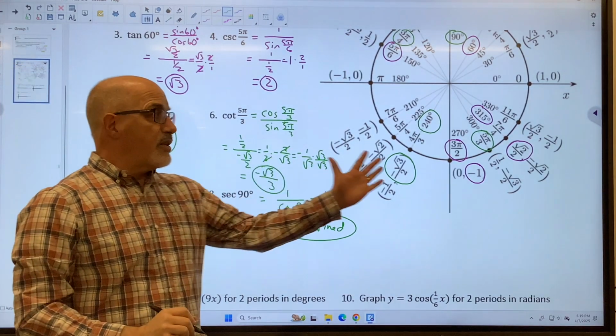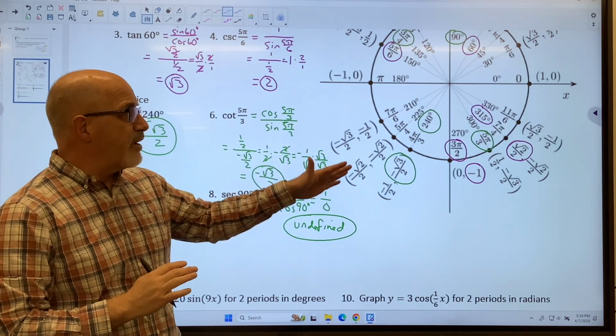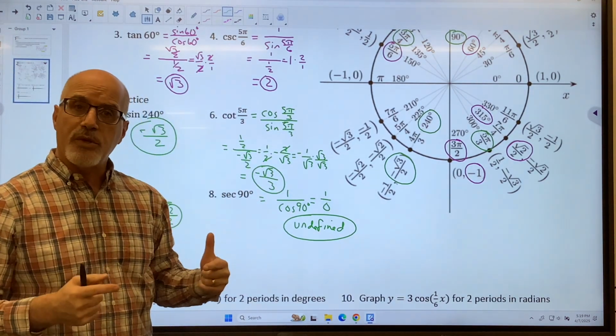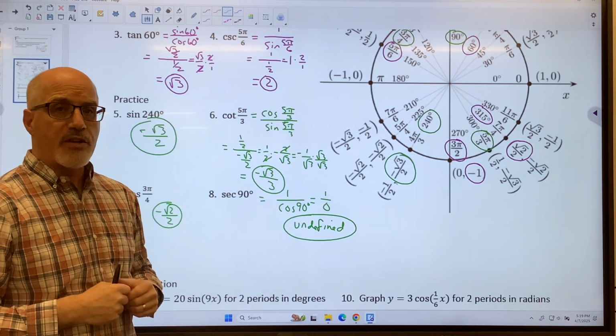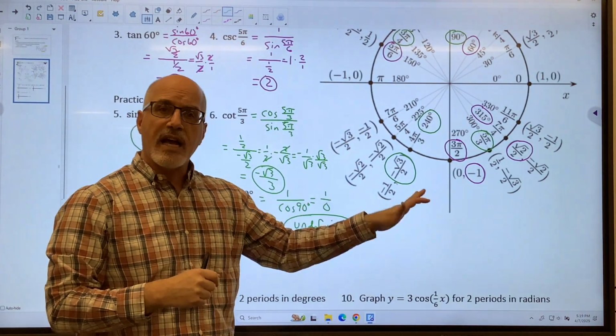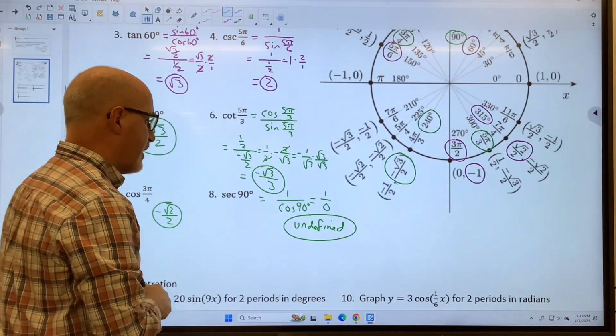So using the unit circle, whether it's memorized or not, you can use the values on the unit circle to come up with different trig values from the standard repetitive sine and cosine, where cosine is the x value, sine is the y value.